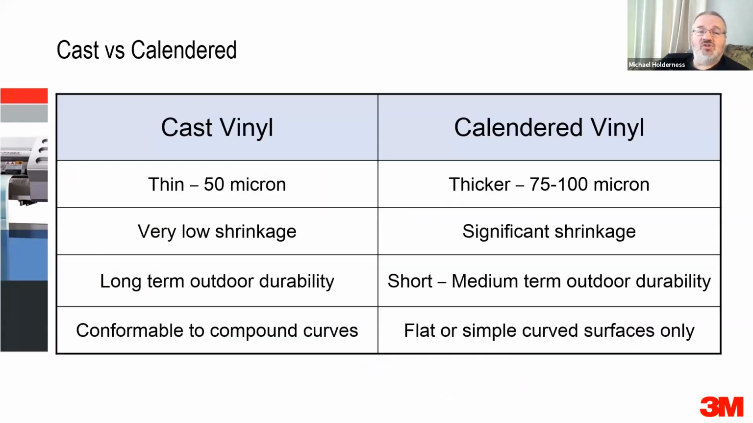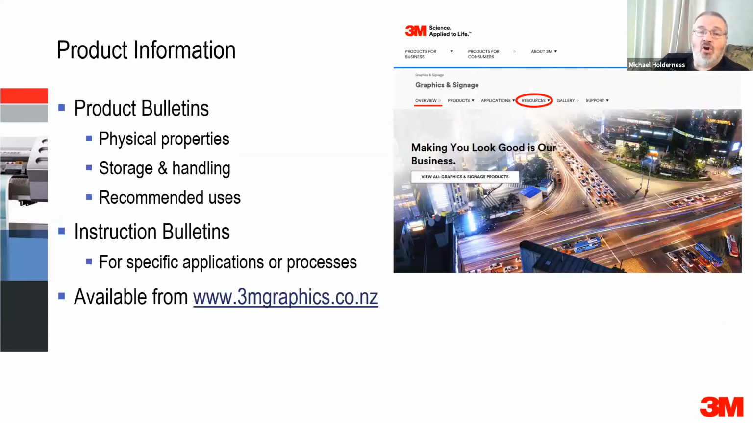Not going to go into the details, but cast vinyls are thin. They are essentially low shrinkage, long-term outdoor durability, and the sort of thing we would use for vehicle wrapping. Calenders are much thicker. They can have significant shrinkage. They're only going to be short to medium term, and I wouldn't try wrapping a vehicle with it. Not going to go into any details. We certainly don't have time, but if you go to 3mgraphics.co.nz and the drop-down box there where it says resources, you'll find technical bulletins and just about everything you ever wanted to know about the products you'll find in there.